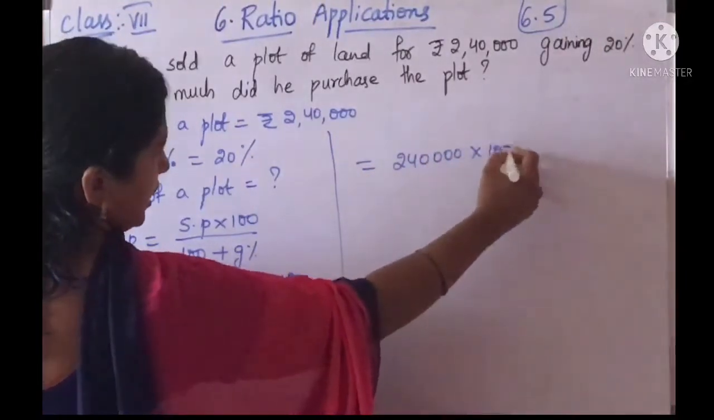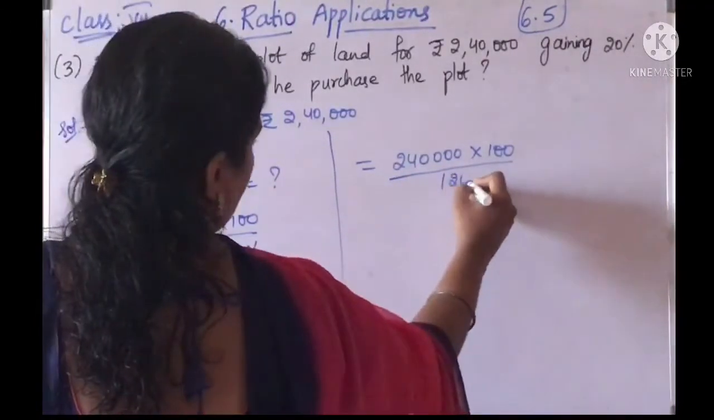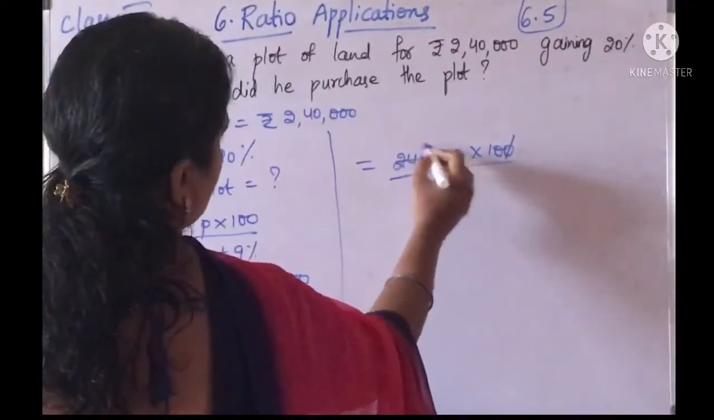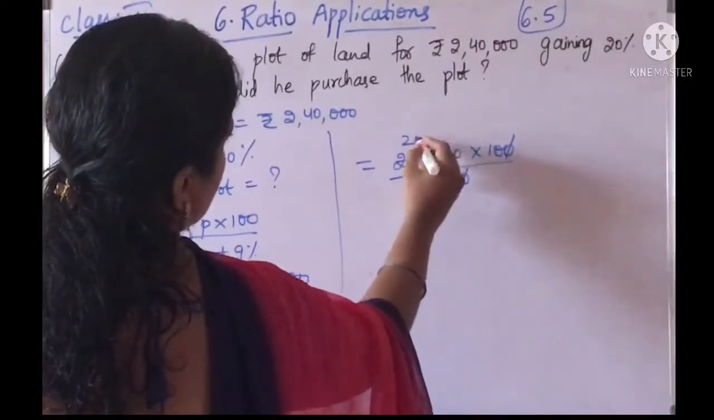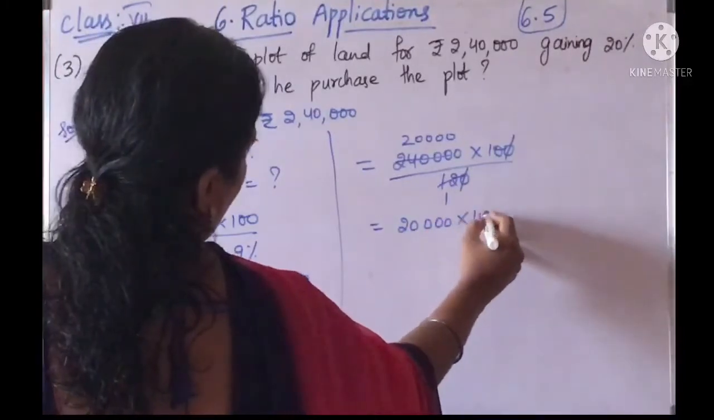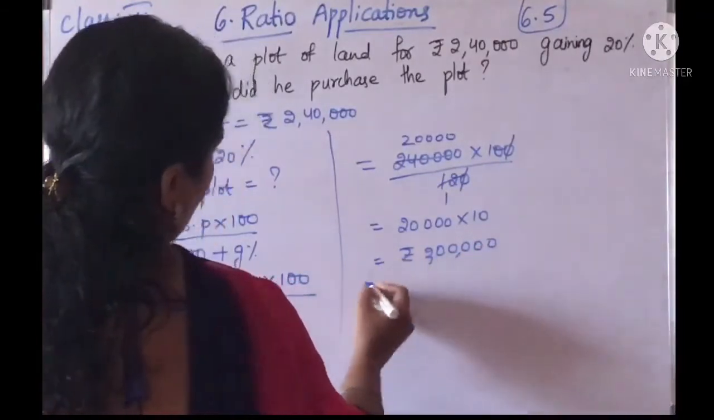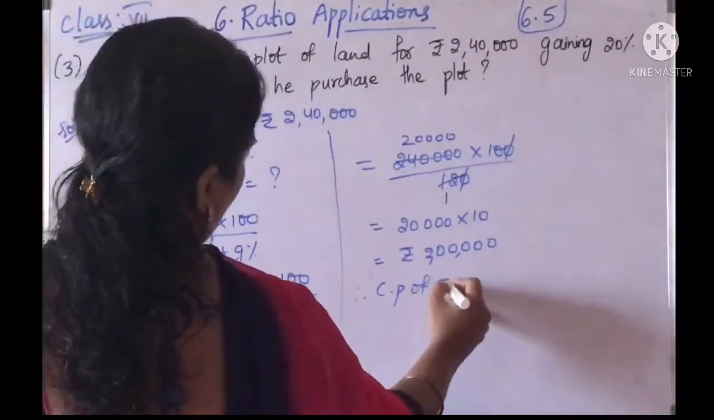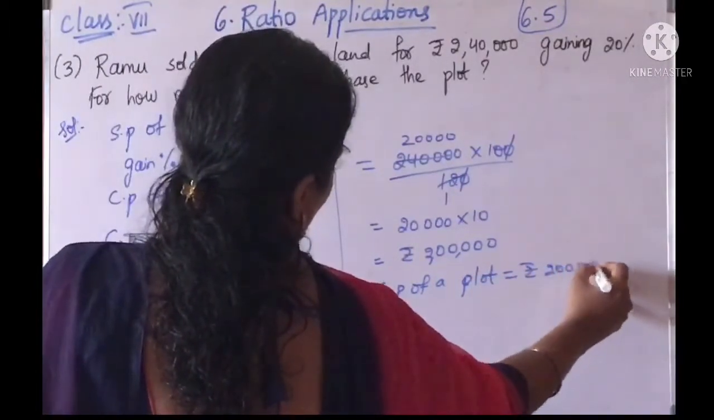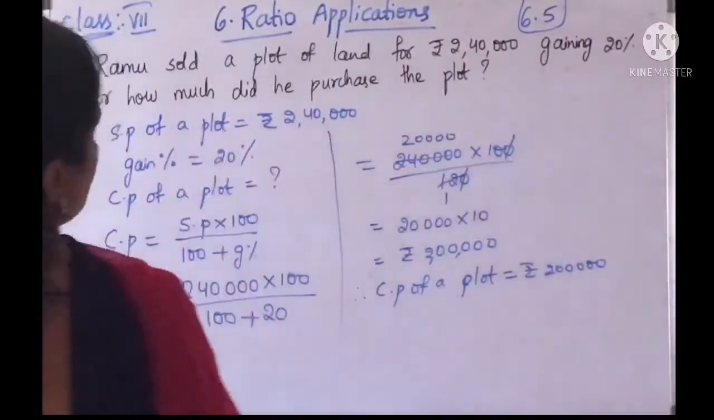So here 2,40,000 into 100 by 100 plus 20 is how much? 120. Yes. Now here 0 0 gets cancelled. 12 ones are 12, 12 twos are 24. 1 2 3 4 zeros. So 20,000 into 10. How much? Finally you will get 2 lakhs. Therefore, what is the CP of a plot here? CP of a plot is nothing but 2 lakhs. So Ramu bought a plot for 2 lakhs and he sold it for 2,40,000.